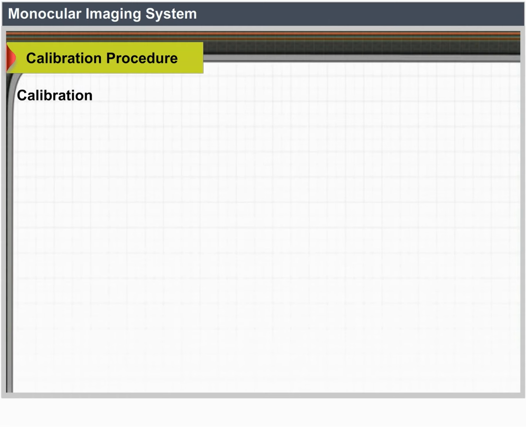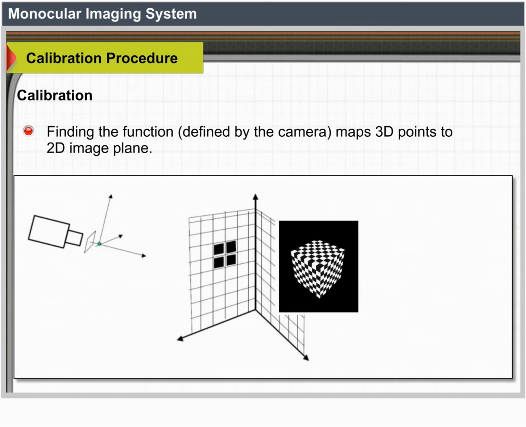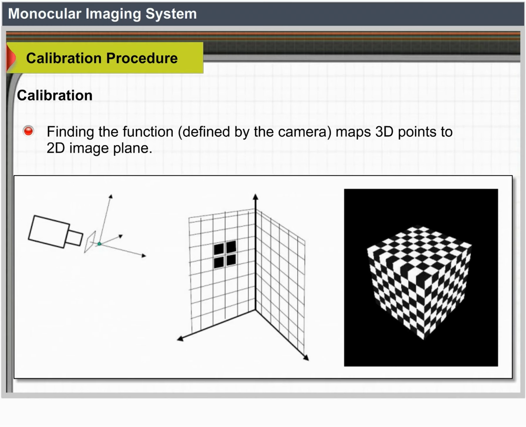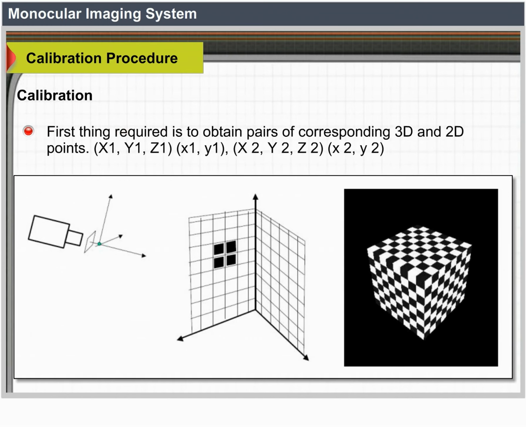Calibration: finding the function defined by the camera that maps 3D points to a 2D image plane. The first thing required is to obtain pairs of corresponding 3D and 2D points. Capital (X1, Y1, Z1) into small (x1, y1), capital (X2, Y2, Z2) into small (x2, y2), and so on.